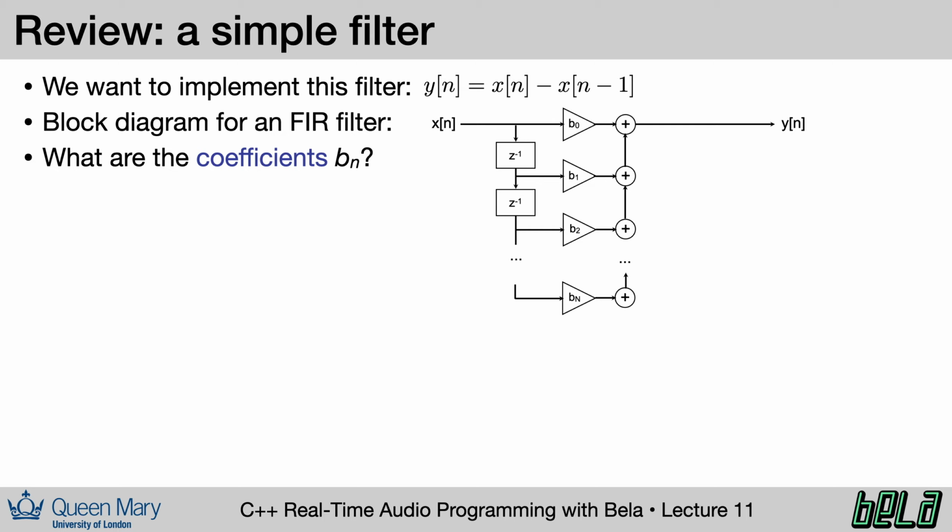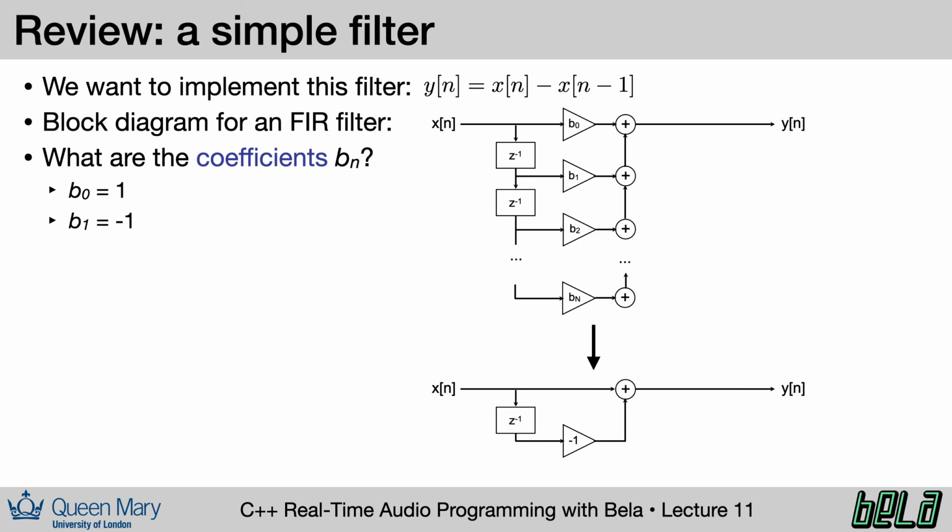In Lecture 8 of this series, we looked at how to implement digital filters. We started with a very simple example of the first-order difference, where the current output is equal to the current input minus the previous input. We made a block diagram for this filter, and we worked out what its coefficients would be, which is b0 equal to 1, and b1 equal to minus 1. We could therefore simplify our general diagram for an FIR filter to look something more like this.